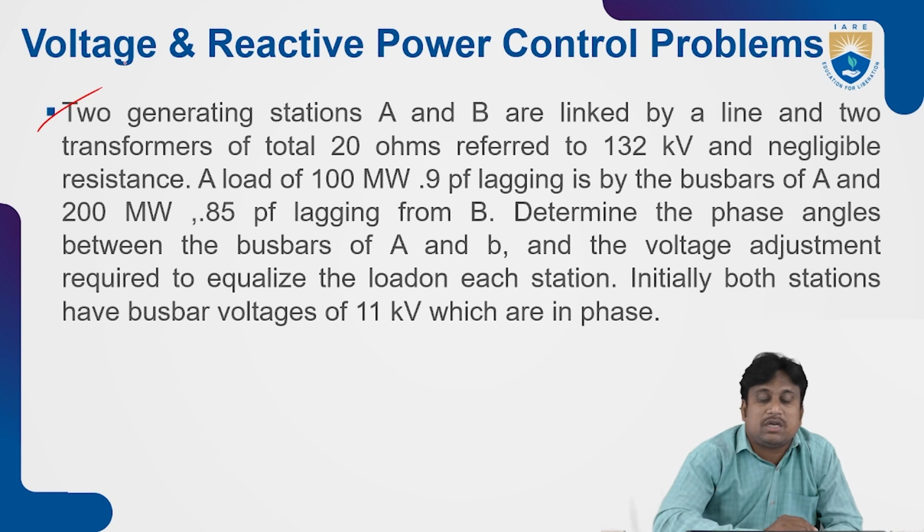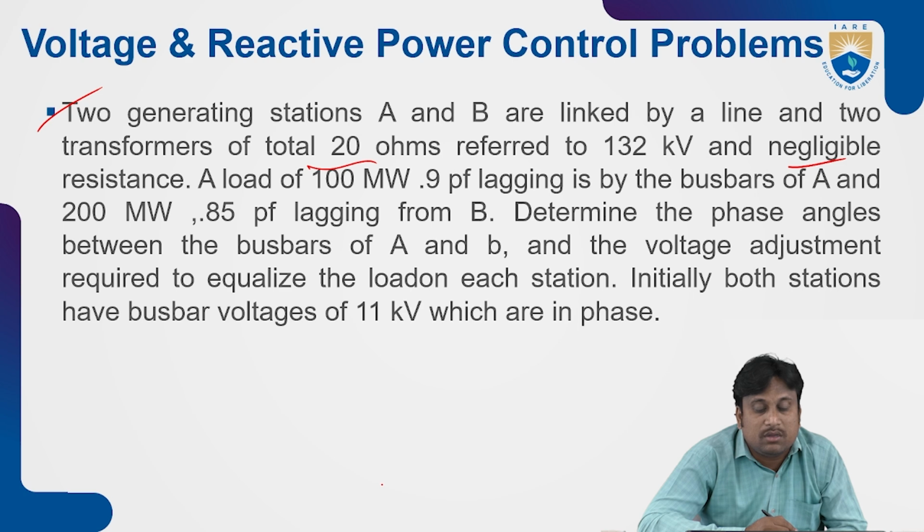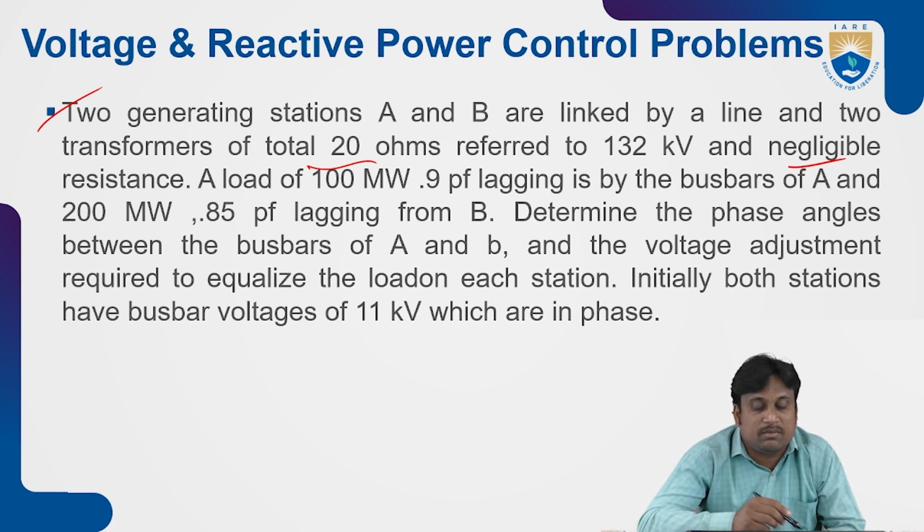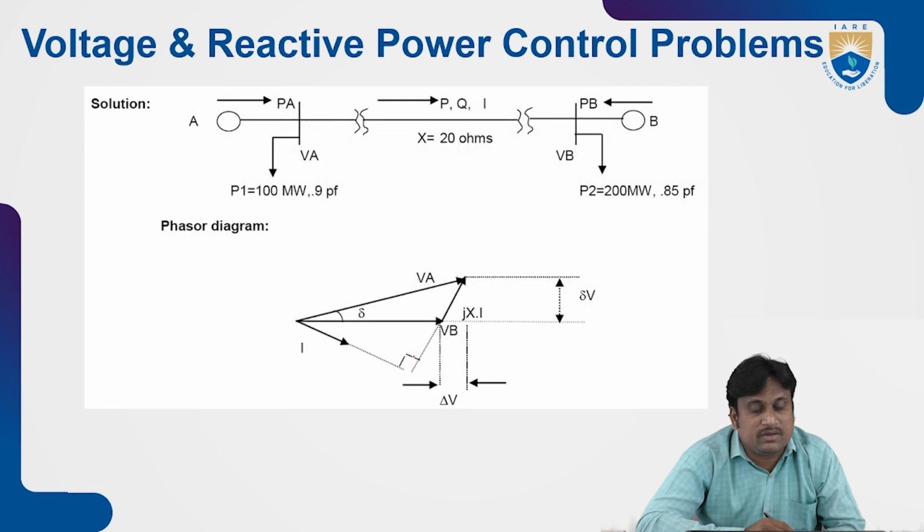Another problem: two generating stations A and B are linked by a line and two transformers of total 20 ohms reactance referred to 132 kV and negligible resistance. A load of 100 megawatts, 0.9 power factor lagging is taken from the bus bars of A, and 200 megawatts, 0.85 power factor lagging from B. Find the phase angle between the bus bars A and B, and the voltage adjustment required to equalize the load on each station. Initially both stations have bus bar voltage 11 kV, in phase.